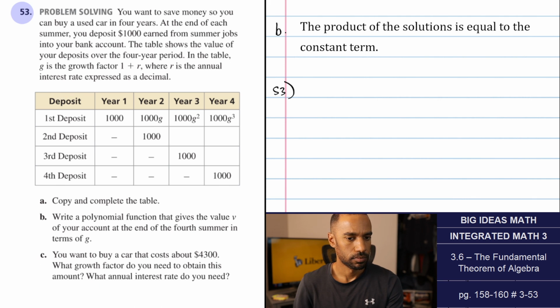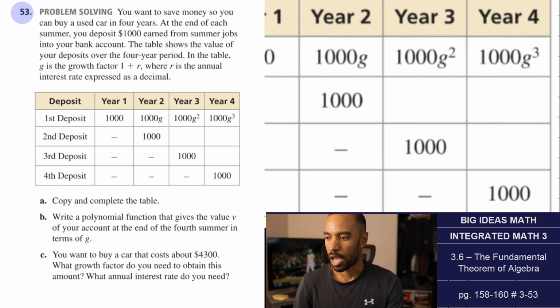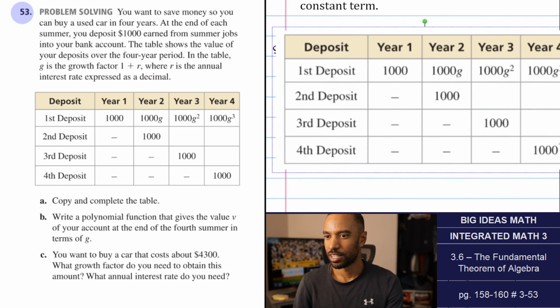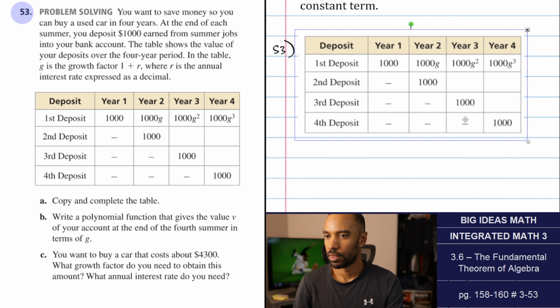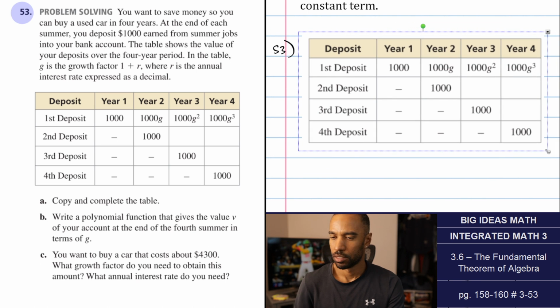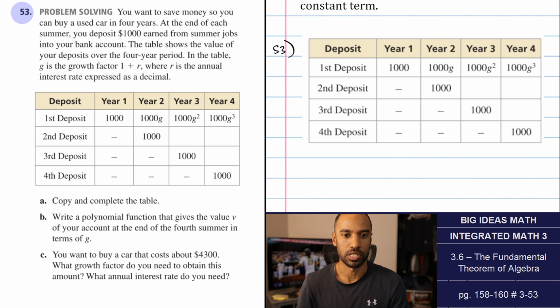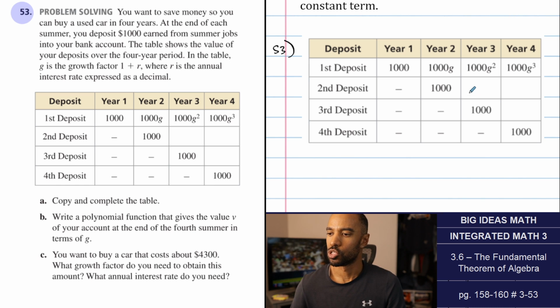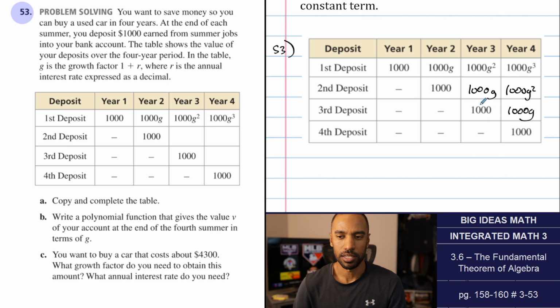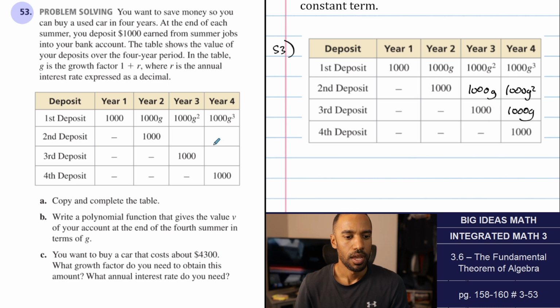Okay. Copy and complete. As far as I'm concerned, we're just filling those things in with the same multiples, meaning we add these g's and g squareds. So 1000 g, as we do another g in here, 1000 g squared, and 1000 g like that. In these deposits, we haven't had any money yet deposited in there, so that's the first part. All right, so that's part A.